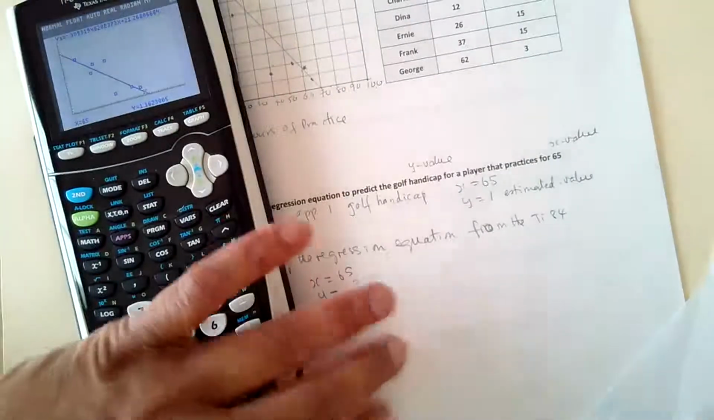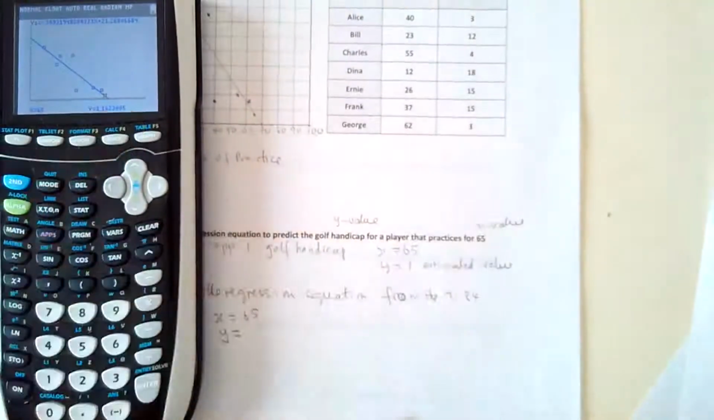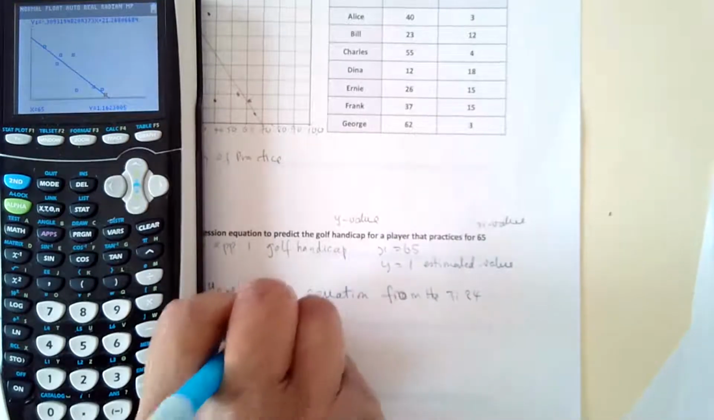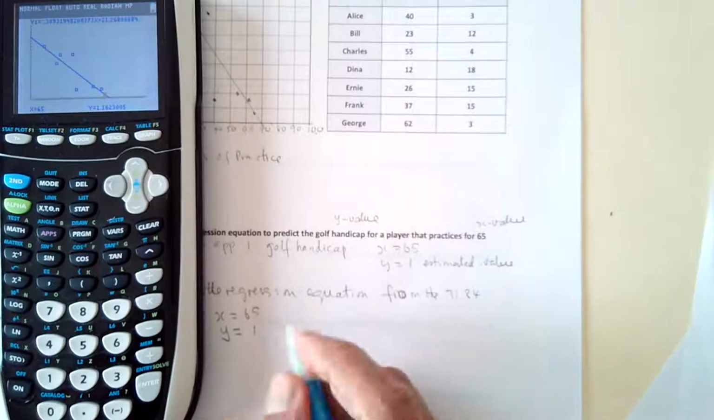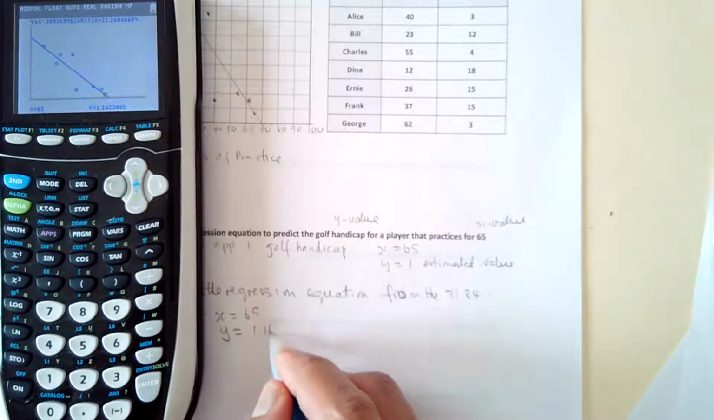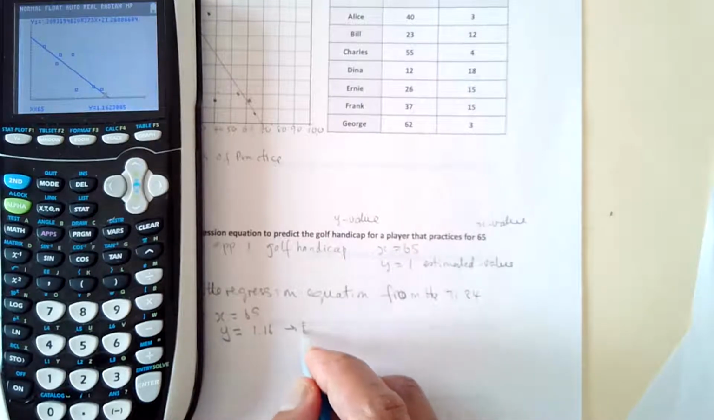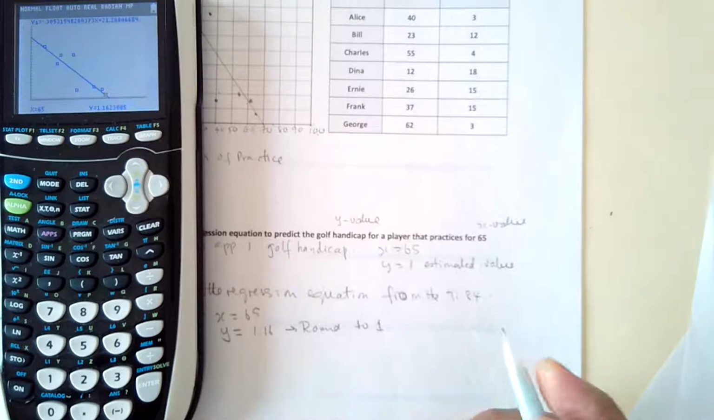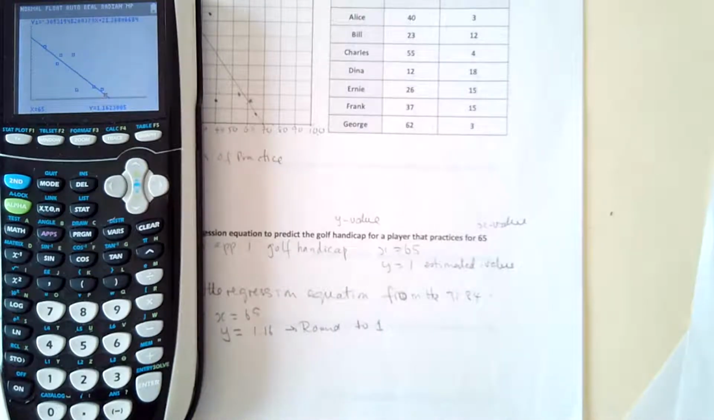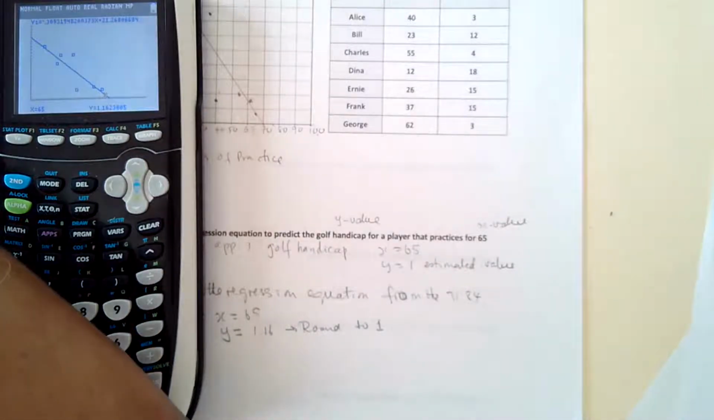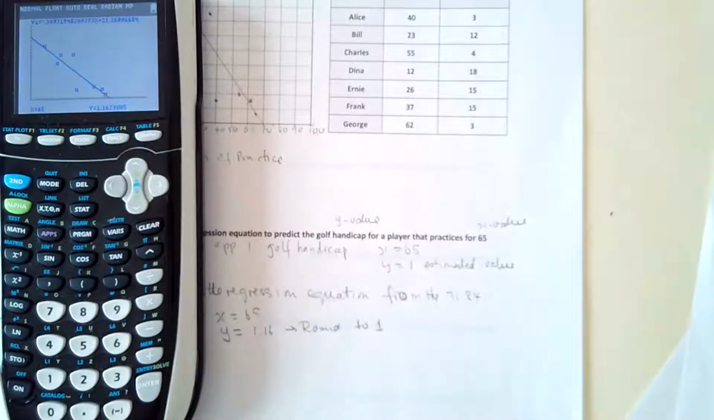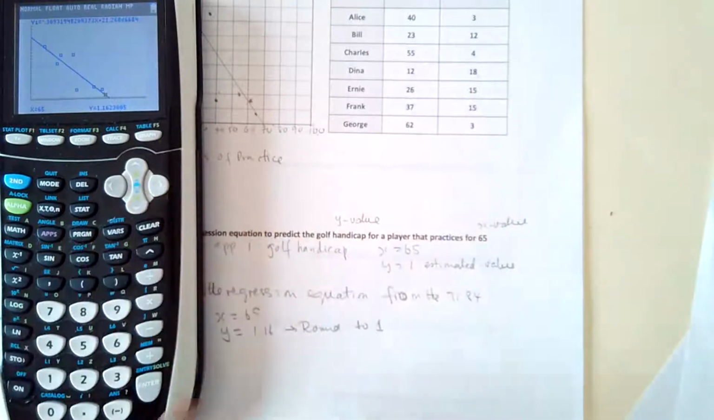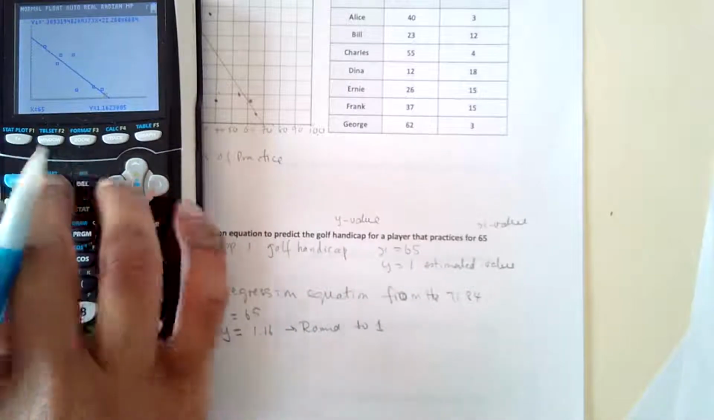So what did we end up with in our estimate? We get an estimated value of 1 also. So our answer is 1.16. So we round to 1. So the handicap for this person would be 1. Okay. So that's using the graphing calculator to do this.